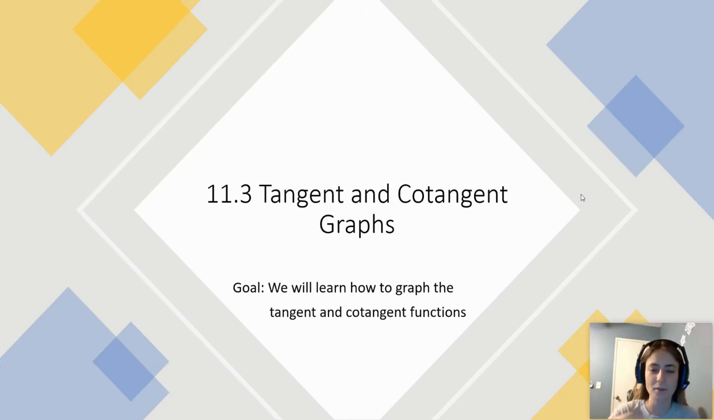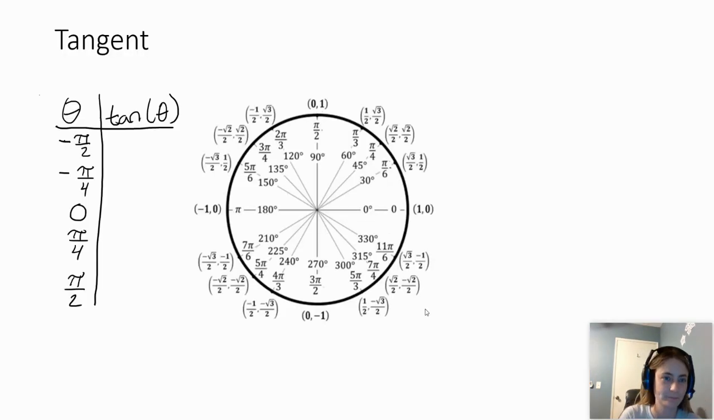Alright, so today we're going to be going over how to graph tangent and cotangent. Our goal by the end of this video is that we're going to be able to graph those two functions. Okay, so we got to look at what the tangent graph is going to look like. And as always, we plot some points if we want to know what a graph looks like.